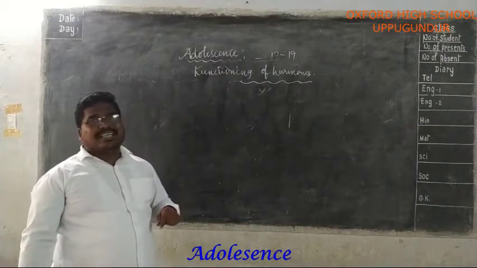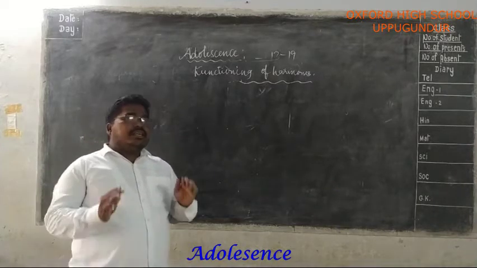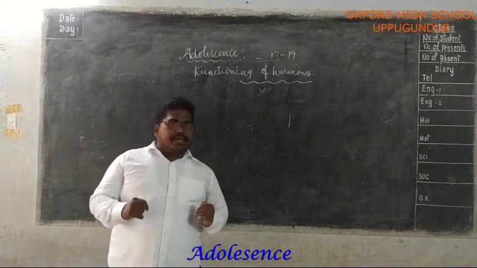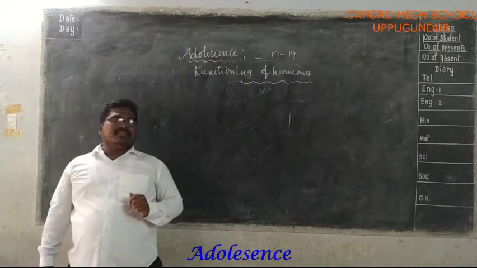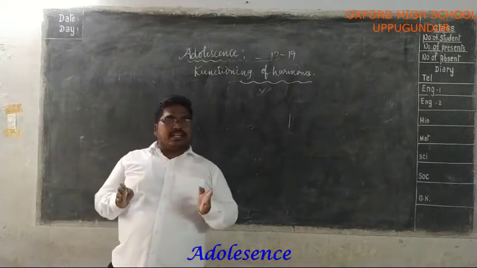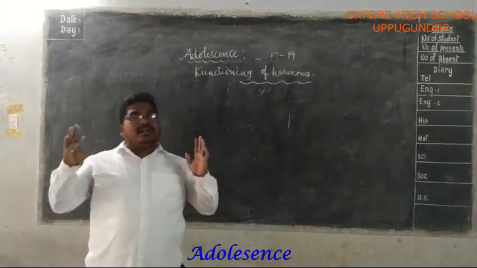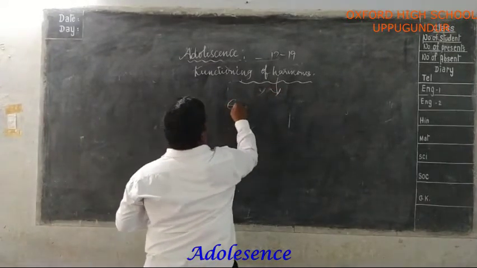Hormones are secreted by different types of glands. Different types of glands are present in the body, mainly the endocrine glands. The endocrine gland system present in the body regulates the proper functioning of the body, so the hormones are secreted by endocrine glands.